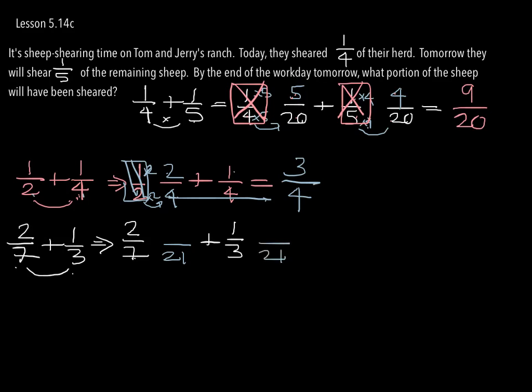Okay? What did I do to 7 to get to 21? Well, we did it right here. We multiplied it times 3. Whatever I do to the bottom, I'm going to do to the top. 2 times 3 is 6. I can cross this out because I've changed my language.